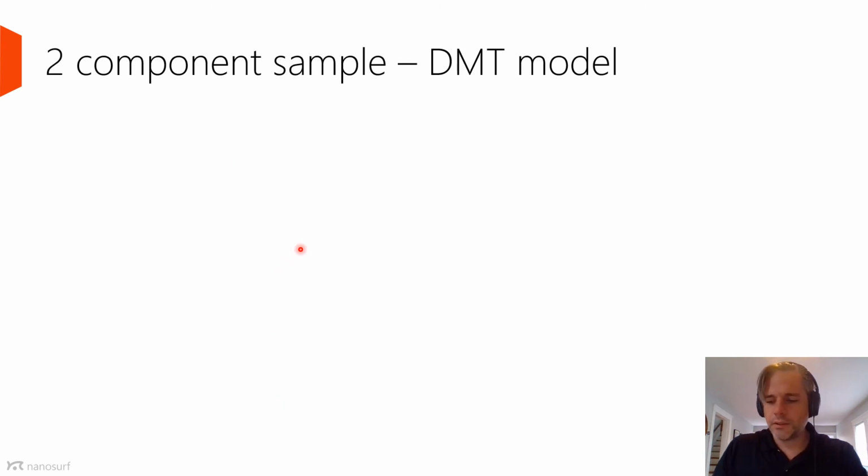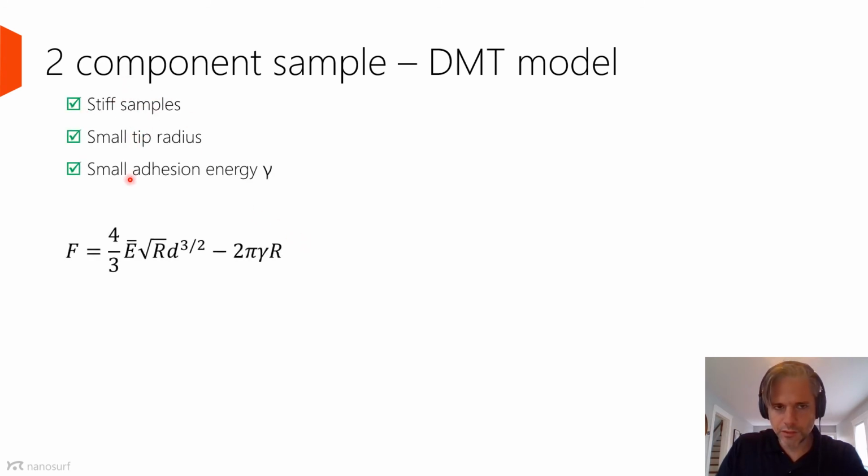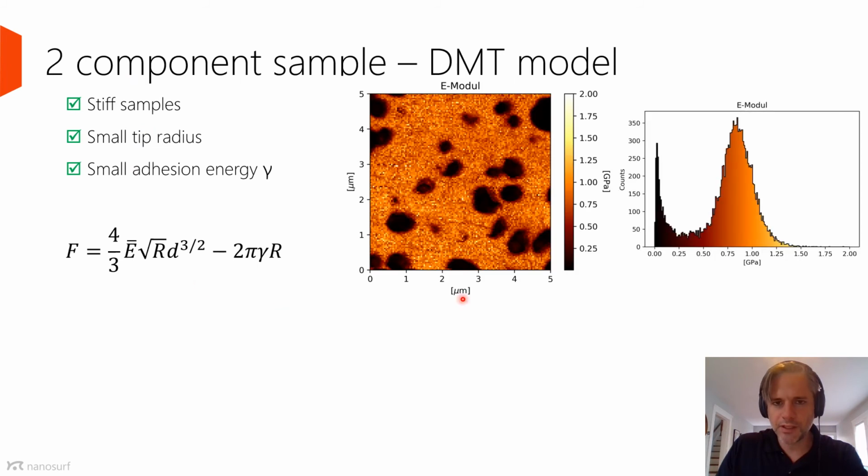So let's take a look at the results of this measurement of the DMT model on this 2-component sample. This is why I chose the DMT model to analyze it. And as we can see in the 2-component, there are certainly 2 areas that we can identify here. There's maybe the first component with a lower elastic modulus, and this other brightly colored area with a kind of higher elastic modulus, or above 1 or around 1 gigapascal.